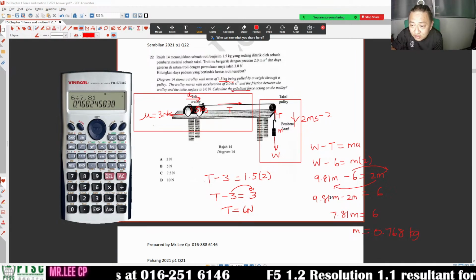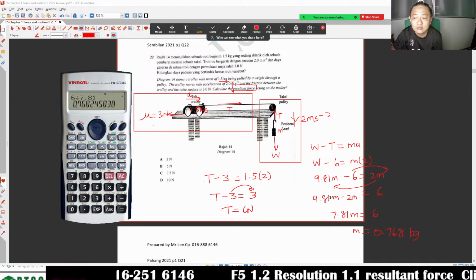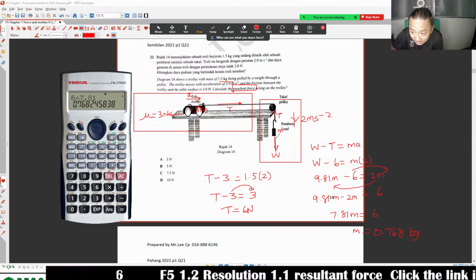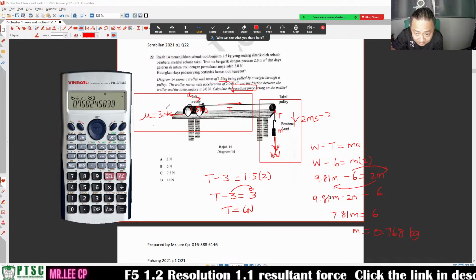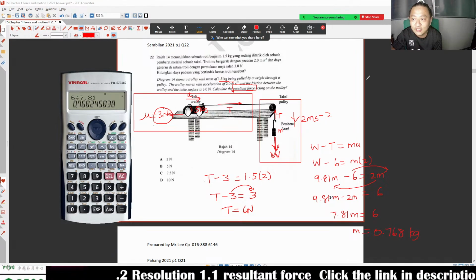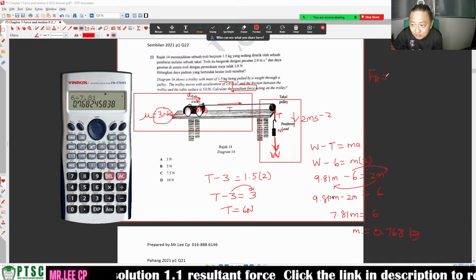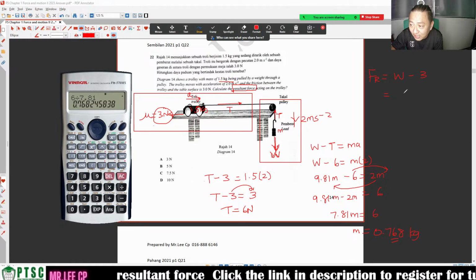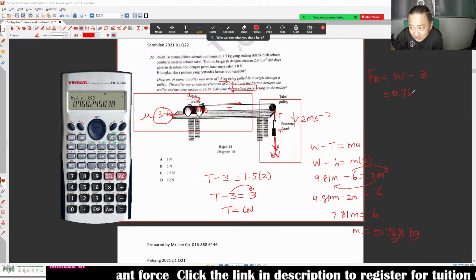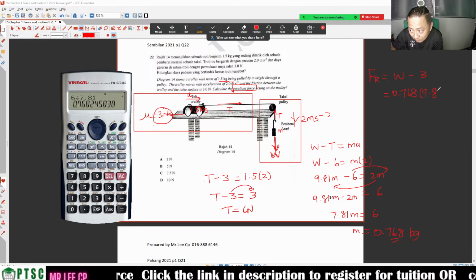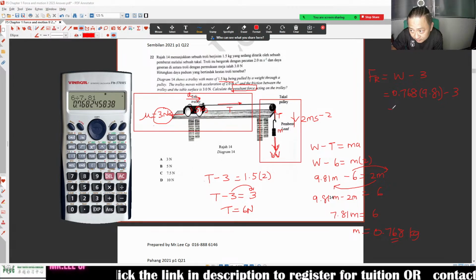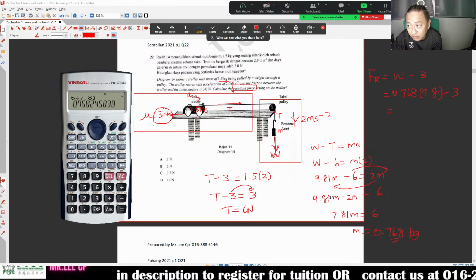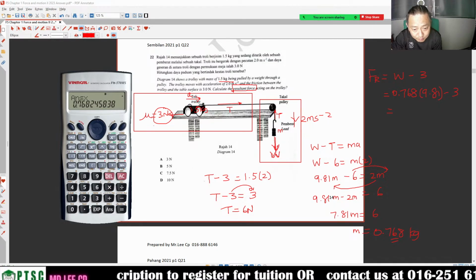They ask you to calculate the resultant force. What is resultant force? Resultant force is this one minus this one. So the resultant force of the system is W minus 3. W is equal to mg, M is 0.768, g is 9.81, minus 3. So this answer I don't round off.